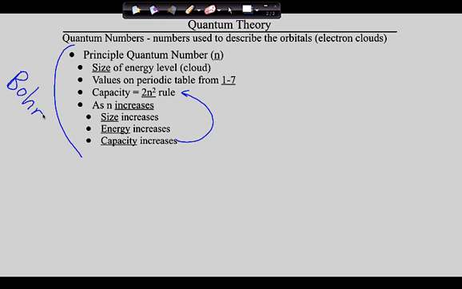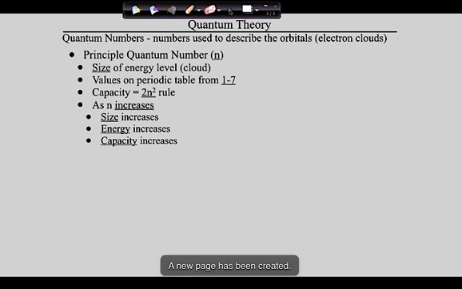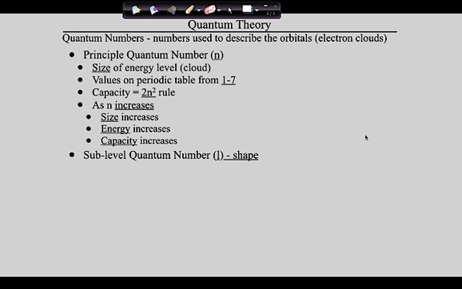So then Heisenberg came along, said, knock it off. Schrodinger picked up the ball, and he said, okay, atoms are more complex. How do we deal with the complexity? And the answer was more variables. And he proposed the next quantum number, which is the sublevel quantum number, which is l. Now, guys, that tells you the shape of the cloud. The l value is the shape.